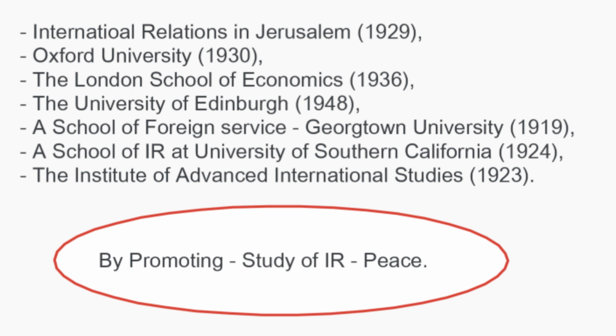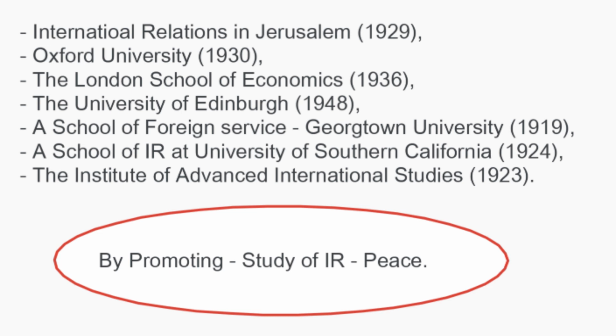Then we have Oxford University in 1930. The London School of Economics got its chair in 1936. Then the University of Edinburgh got it in 1948. Then we have in US the School of Foreign Policy in Georgetown University in 1990, a School of IR at University of Southern California in 1924, and the Institute of Advanced International Studies, and this was in Paris in 1923.